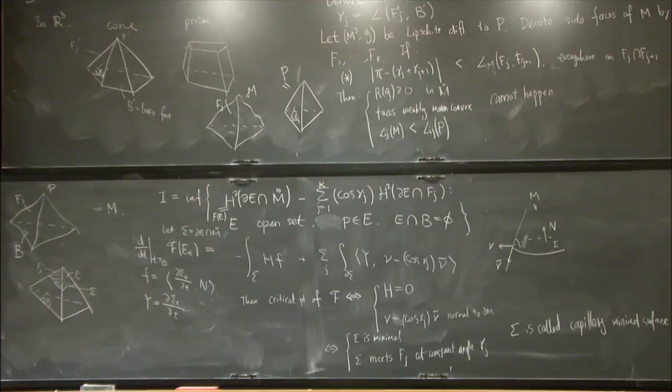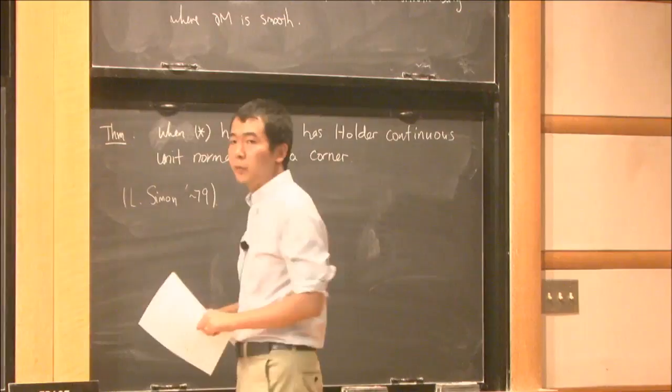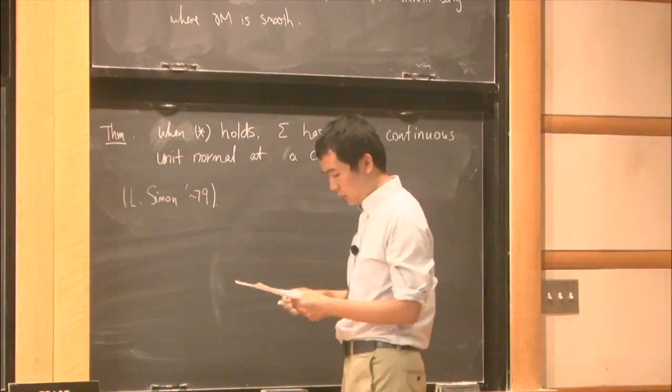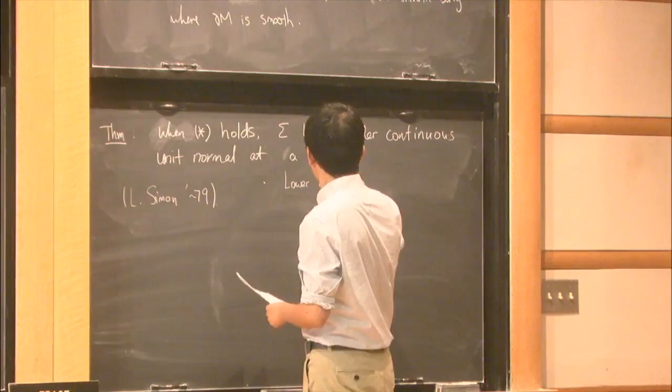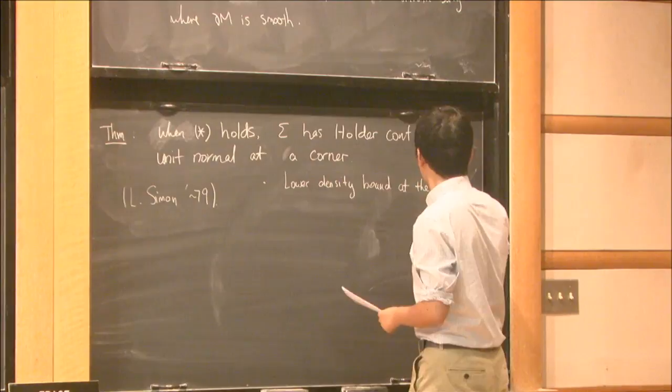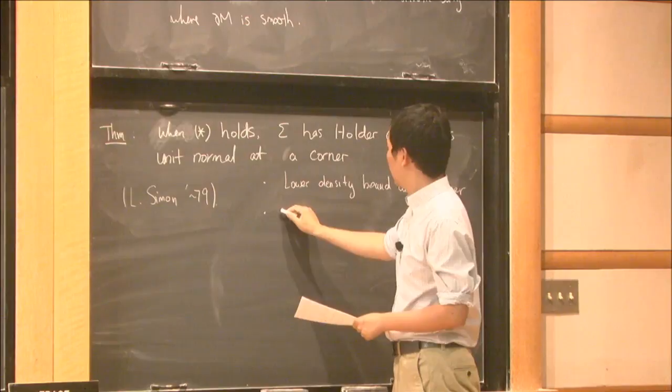All right. So let me just mention this part of the argument is very similar to a paper by Leon Simon. I think the paper is from '79 or something, about capillary surfaces and solutions of capillary equations. It involves, let me write down a few steps, a coerced lower density bound at a corner. And then one needs to argue that it's a tangent cone analysis, tangent cone.